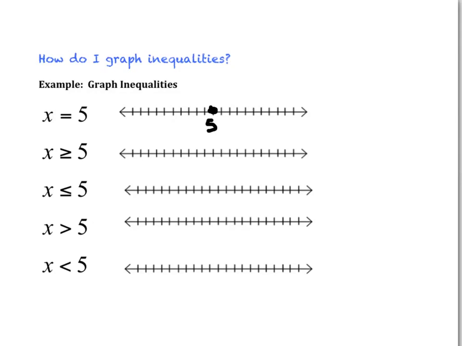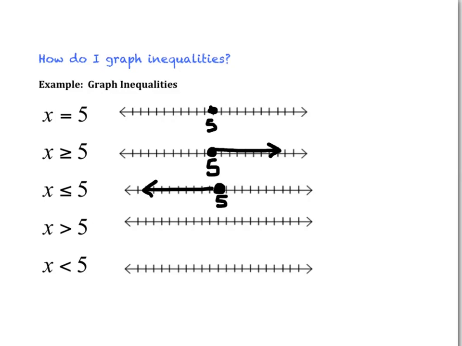Alright, so let's take a look at what if x is greater than or equal to 5. When I graph that, I'm going to have my 5, and I'm going to include the 5 because it says it's equal to, but x is everything greater than 5. It includes 5 and everything greater than 5. Our next one, x is less than or equal to 5. Again, it's going to be equal to 5, and I'm going to include everything that is less than 5 as well.